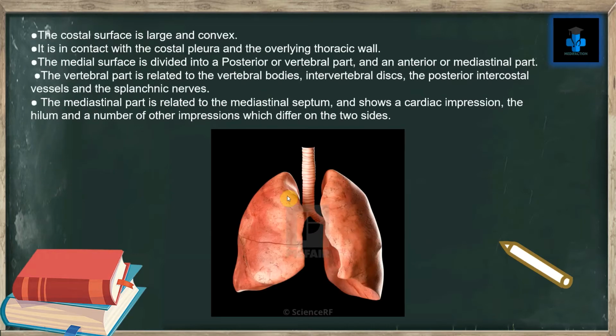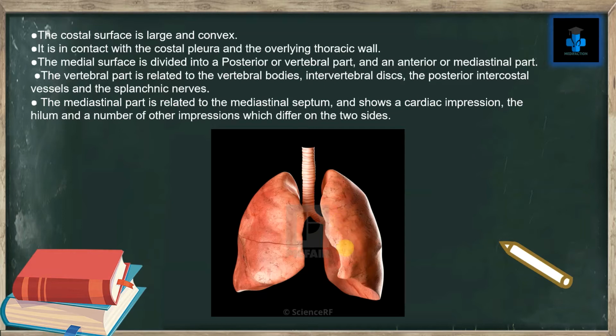The costal surface is large and convex. It is in contact with the costal pleura and the overlying thoracic wall. The medial surface is divided into the posterior or vertebral part and the anterior or mediastinal part. The vertebral part is related to the vertebral bodies, intervertebral discs, the posterior intercostal vessels, and splanchnic nerves.